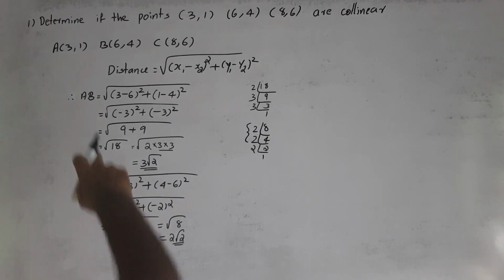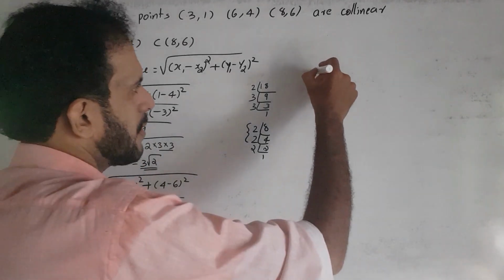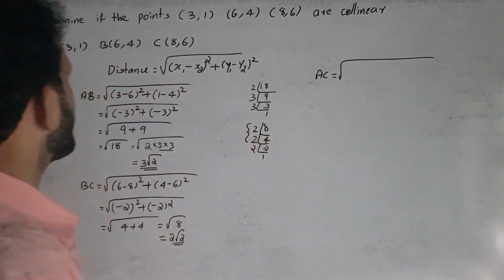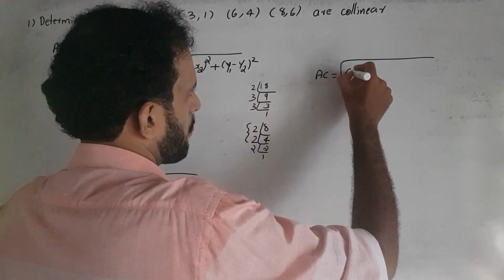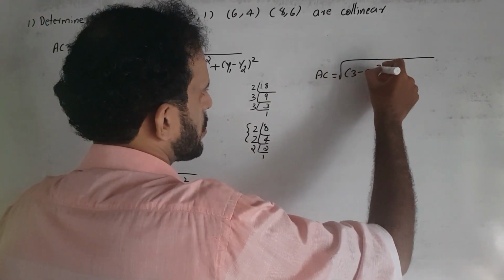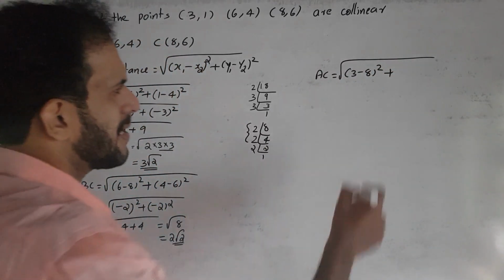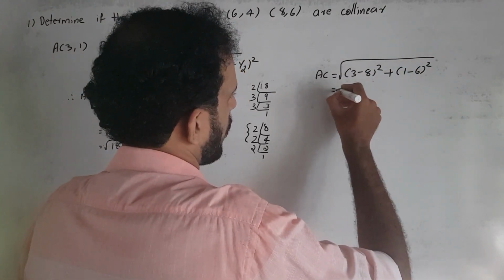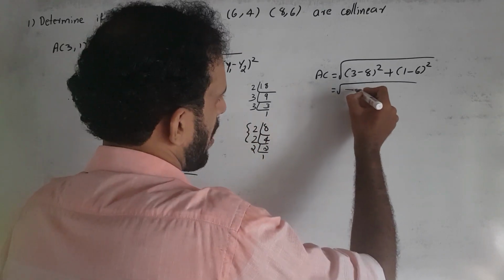Next we have one more distance, from A to C. So we find AC. AC is equal to root of (3 minus 8) whole square plus (1 minus 6) whole square. Then it is equal to root of, 3 minus 8 is equal to minus 5.